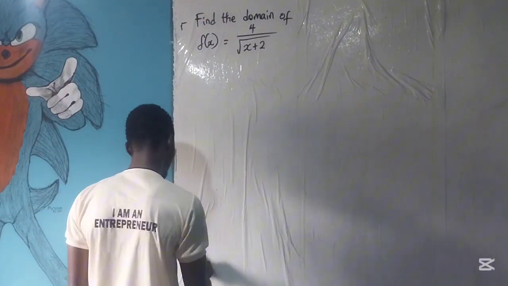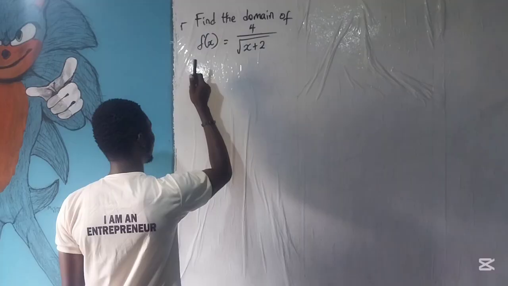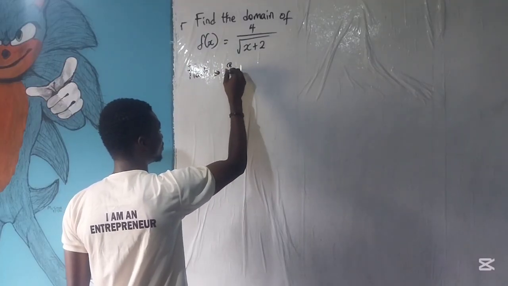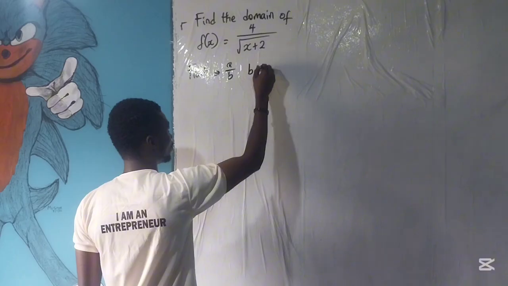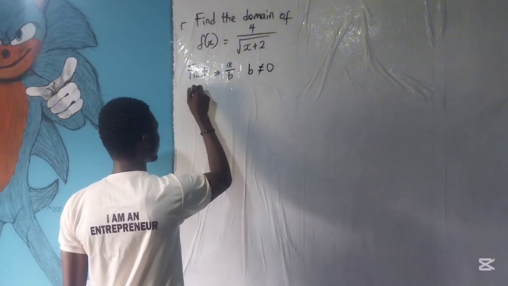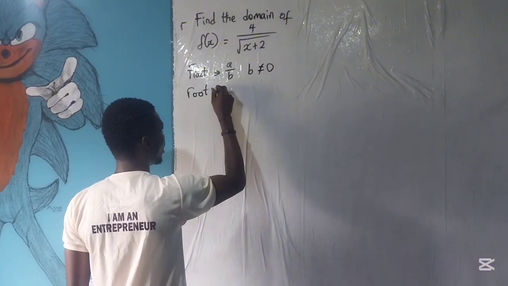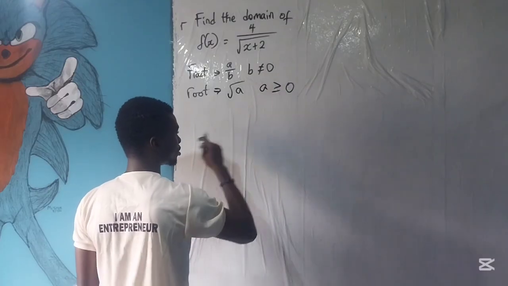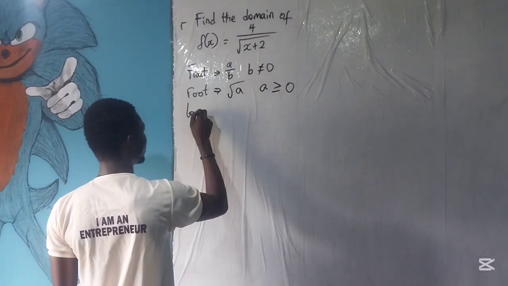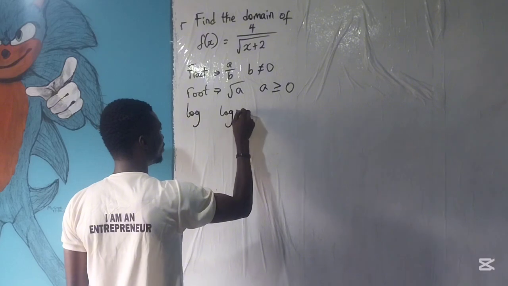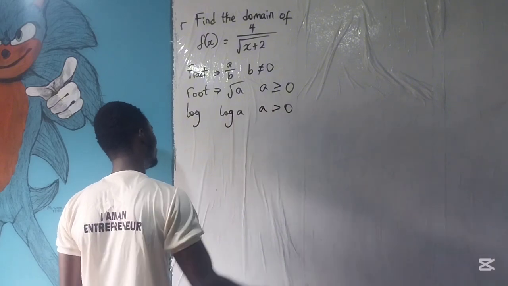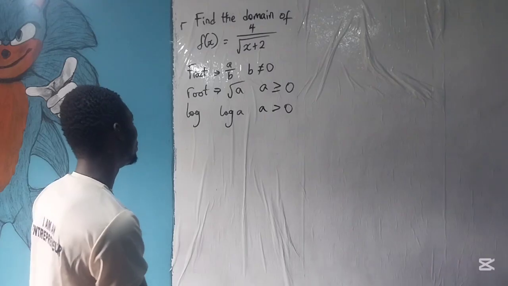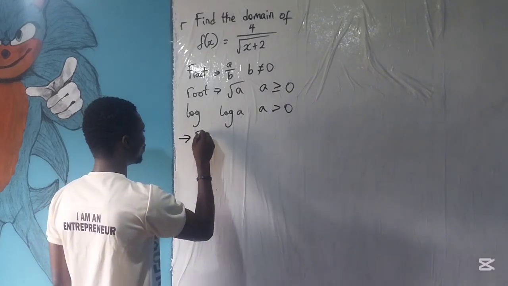For the laws of domain, let me recall. When it's a fraction, a over b, that means b must not equal 0. When it's roots, like square root of a, a should be greater than or equal to 0. When it is logarithm, like log a, a has to be greater than 0. So these are some of the laws of domain. Now, if you are to use this for the question, so we say for domain, now we have 4 over the square root of x plus 2.